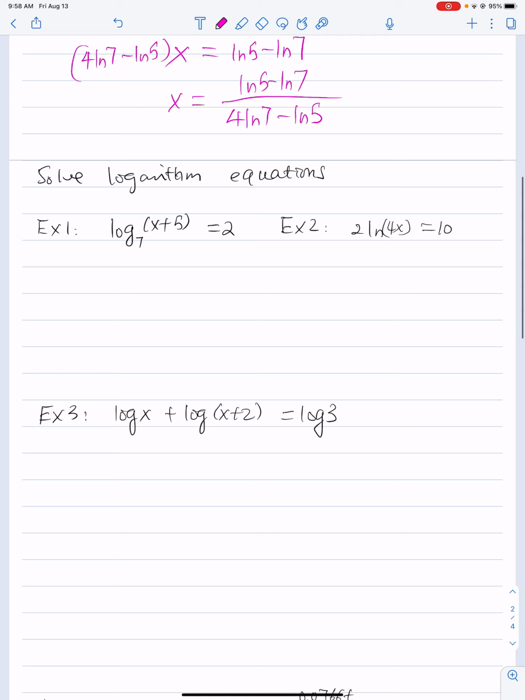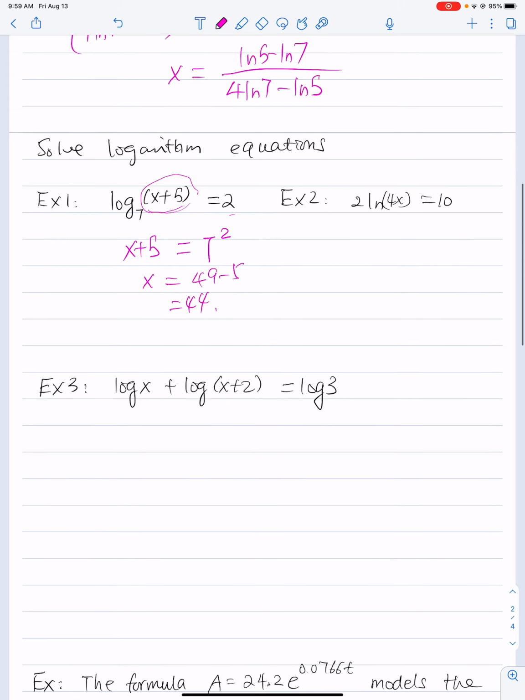Logarithm equations. So the first two examples, logarithm this. Okay, so we want to find x, yeah? How could we do that? We want to isolate x. Where is the x? X belongs here, yeah? Isolate. What should we do? Exponential form. 7 squared equals x plus 5, yeah? So what will you have? x equals 49 minus 5, which is 44.